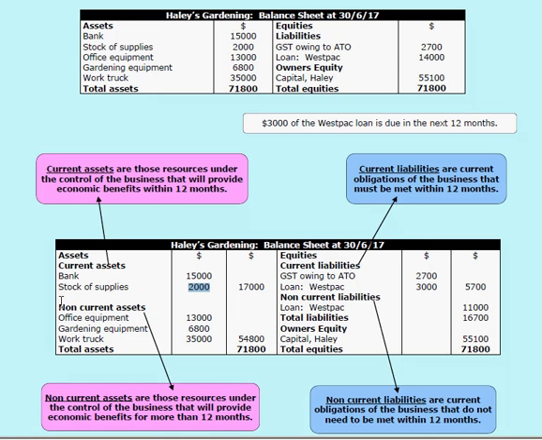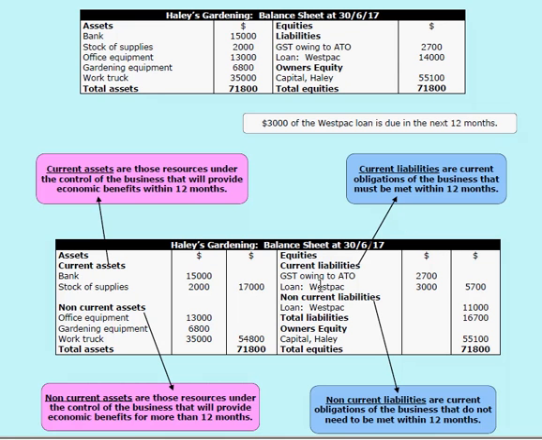And then there are other assets classified as non-current assets, and these assets, such as the office equipment, these are assets that will provide a benefit to the business for more than 12 months. Long-term assets. The benefit will be spread over more than 1 year. So office equipment, gardening equipment, work truck in this particular business. These are non-current assets providing benefits to the business for more than 12 months.